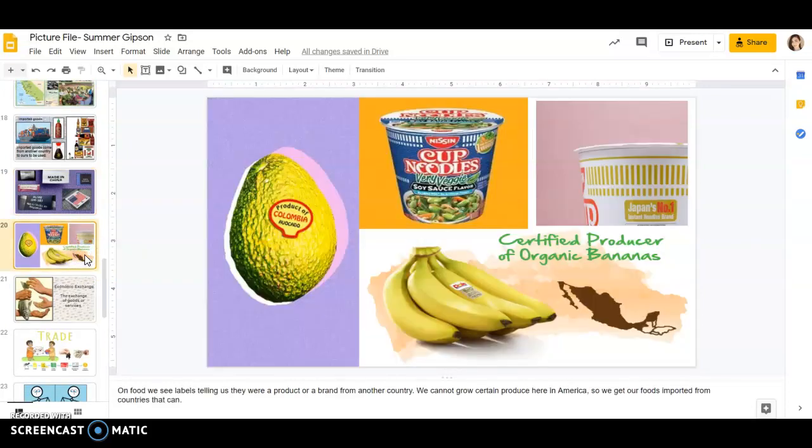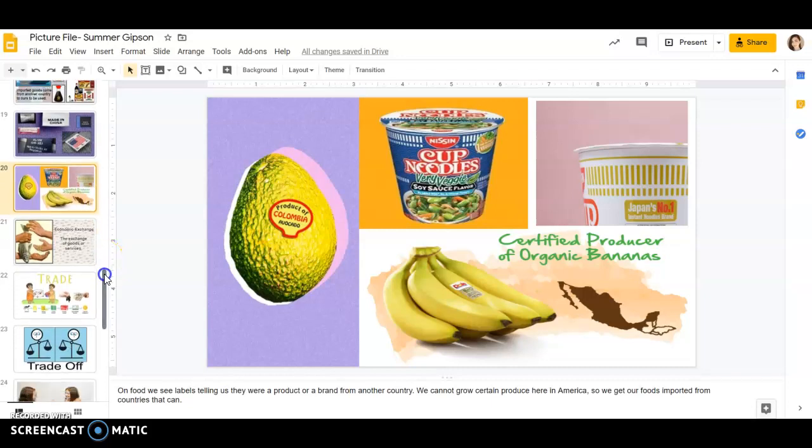Next, we have labels. A lot of imported produce will have the labels, but then they also talk about different companies that bring their product over from their country. So like Japan has cup of noodles, and we love cup of noodles here. It really took off. So kids probably have seen cup of noodles. Kids have seen avocados, they've seen bananas. So it just puts it into perspective that, look at these labels when you go to the grocery store and you might learn a little something more that you didn't know about economy.